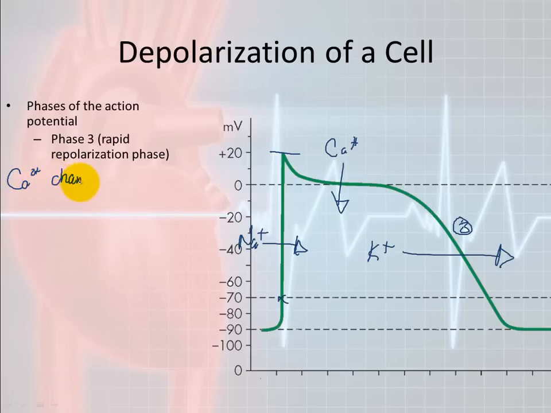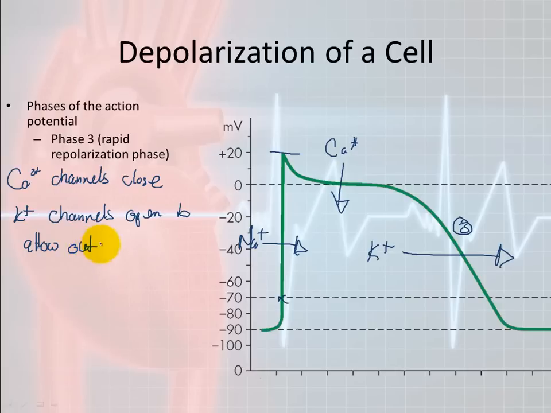So during phase 3, calcium channels close, keeping the calcium from coming into the cell anymore. And then potassium channels open to allow the outflux of potassium for repolarization.